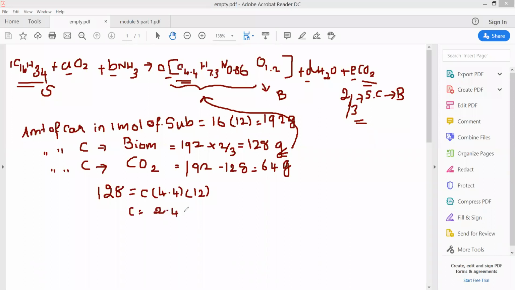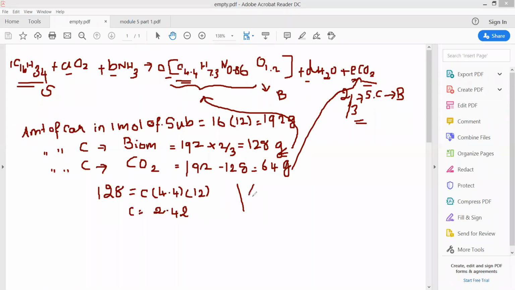Okay, C is equal to 2.42. And in the same way, this 64 gram is the carbon present in CO2, right? The amount of carbon converted to CO2 is 64 gram. So you should take this 64 gram and equate it only to the carbon present in the CO2.